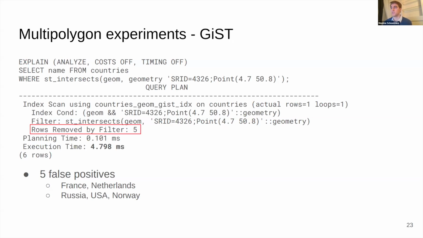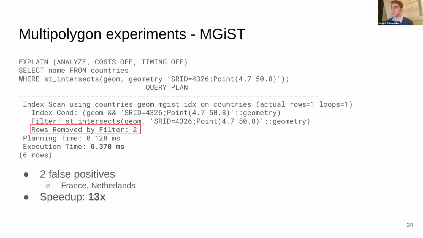So now if you run the same query using MGiST, you can see that we end up with only 2 false positives, which are France and Netherlands, and we remove the 3 other ones. And since these other false positives contain geometries that were quite large, this was slowing down the query. So in this case, again, we have a speed up of about 13 times.